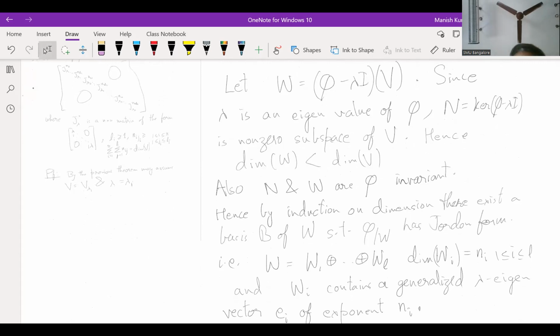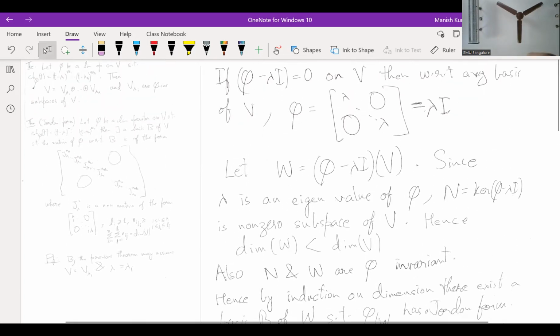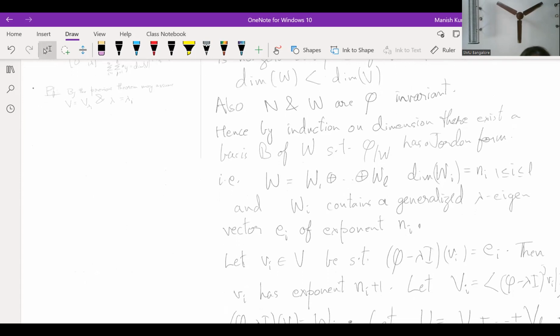So by induction on dimension, there exists a basis B of W such that phi restricted to W has a Jordan form. In terms of decomposition of vector spaces, that is the same as saying we can write W as W1 plus W2 up to WL, where Wi has some fixed dimension Ni, the Wi are phi invariant subspaces, and Wi contains a generalized lambda eigenvector Ei of exponent Ni.